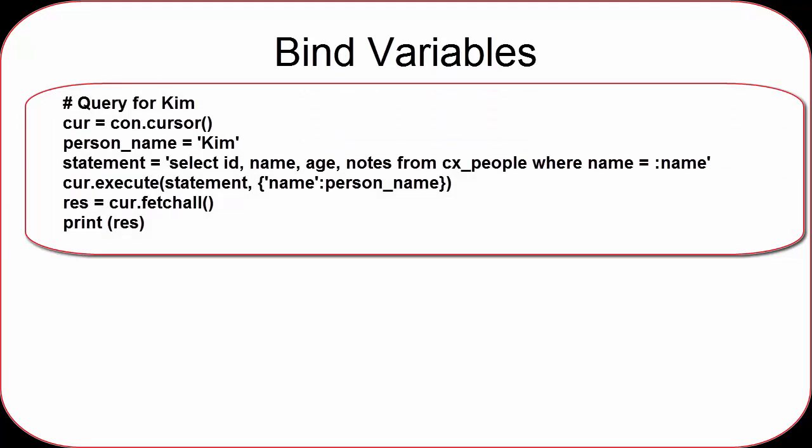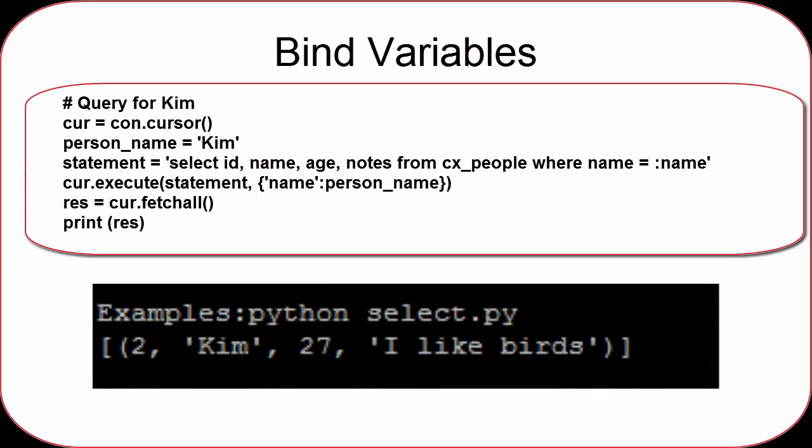Okay, let's run through an example. First, we get a cursor object from our connection. We assign Kim to person name, prepare a SQL statement using a bind variable. Using the cursor, execute the query using the prepared statement, fetch the results from the cursor into a variable, then print the results. It should look like this.